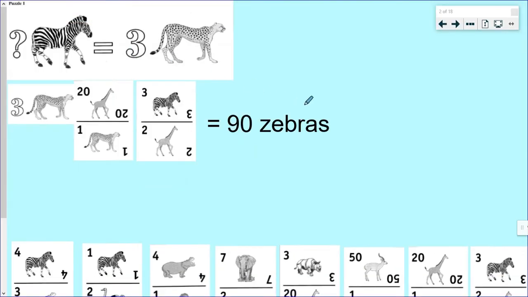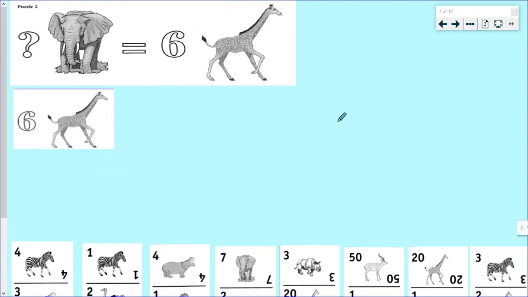So that gives you kind of an idea of how we're going to do this. And this is called dimensional analysis. My cheetahs canceled, my giraffes canceled, and that ended up leaving me with zebras. So 3 times 3 is 9, times 20 is 180, and then 180 divided by 2 gave me my 90 zebras. All right, so let's try another problem here.